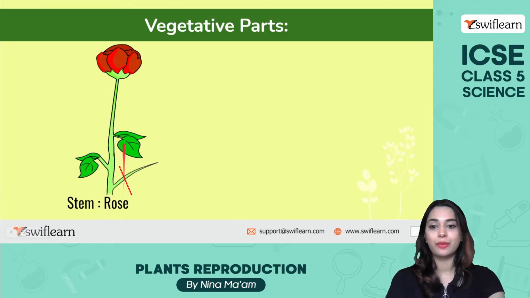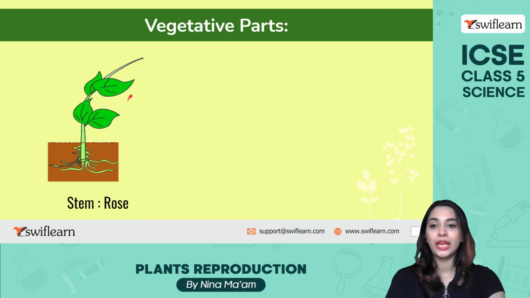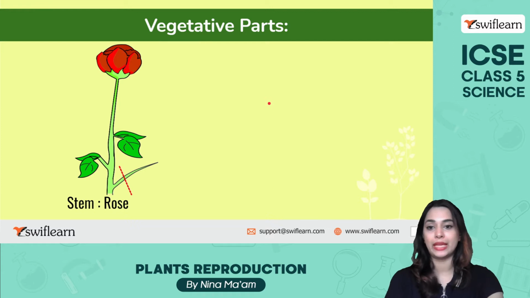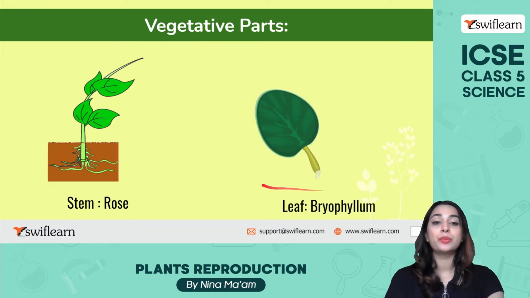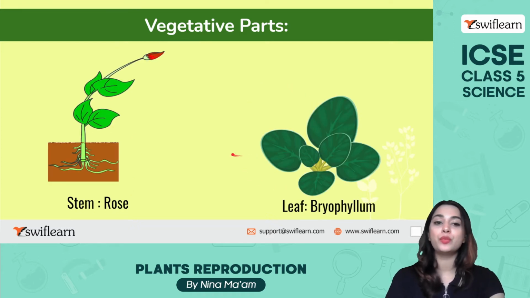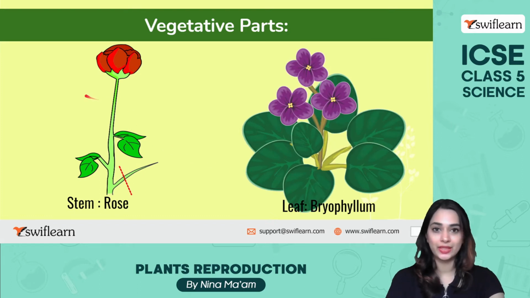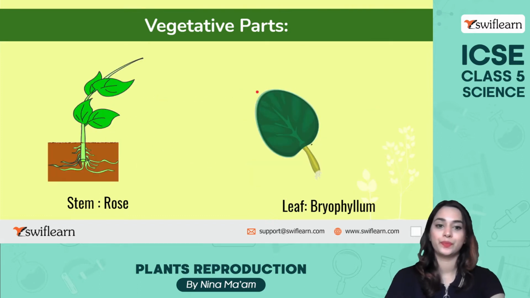You can see the stem of the rose, and if we plant it, it will grow as a new individual plant. And the bryophyllum, we use its leaves for reproduction.